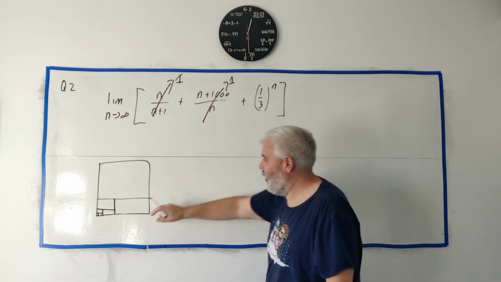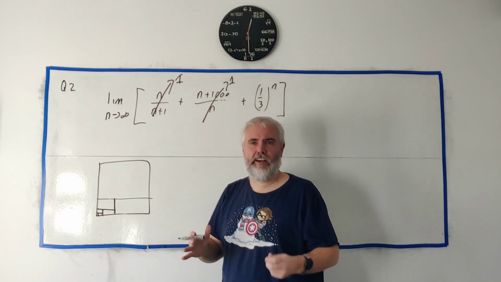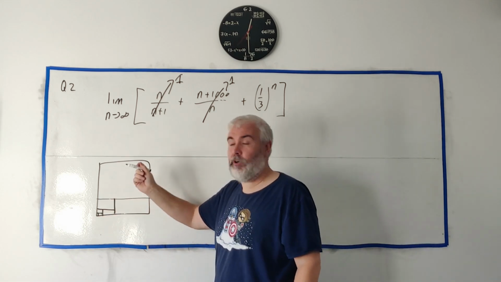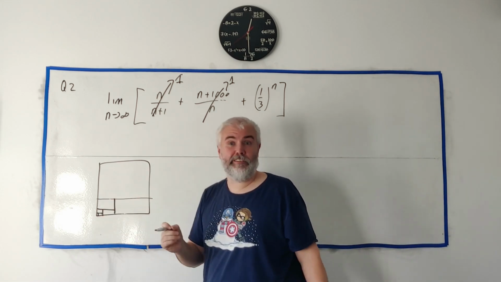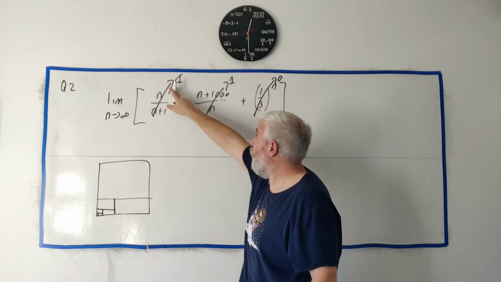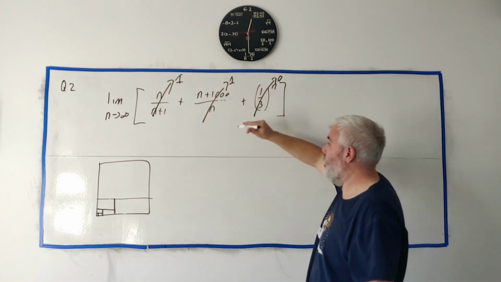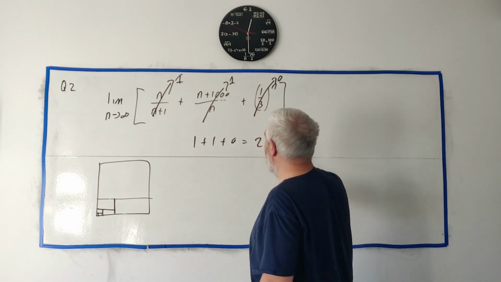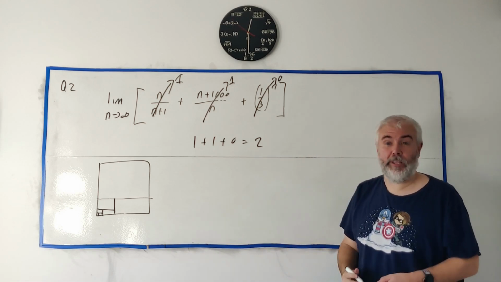If n is 1,000,000, like calculator, I doubt calculator will give an answer other than 0. So as n approaches infinity, this approaches 0. That approaches 0. The answer is just 1 plus 1 plus 0. Or even write that out, 1 plus 1 plus 0 equals 2. That's the answer to part B.